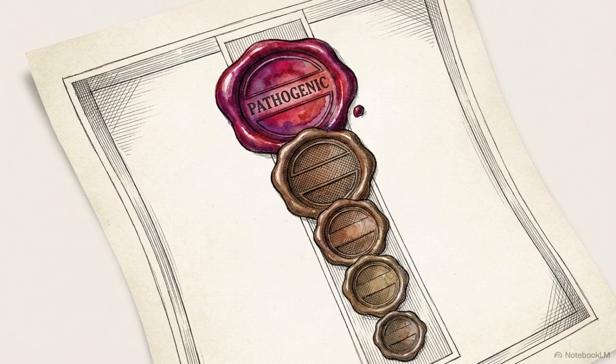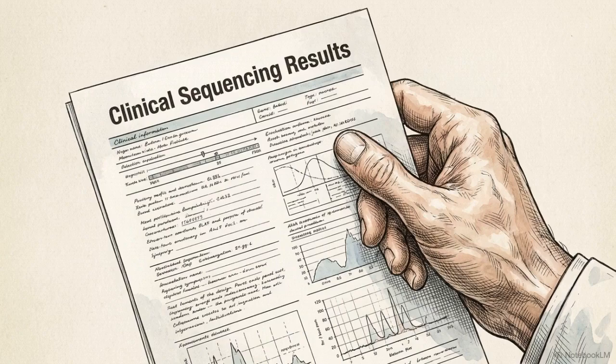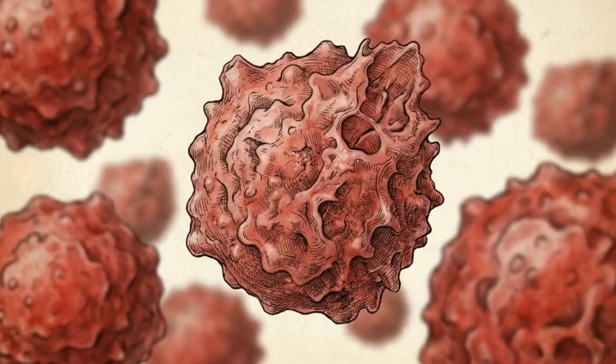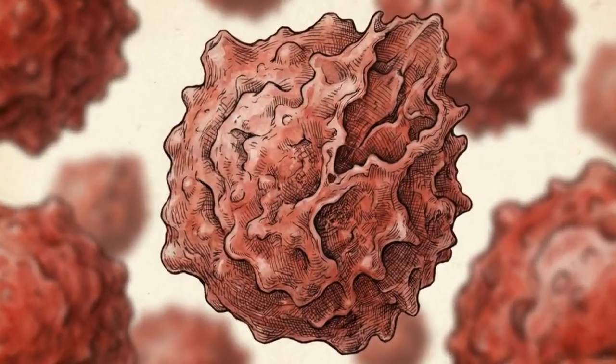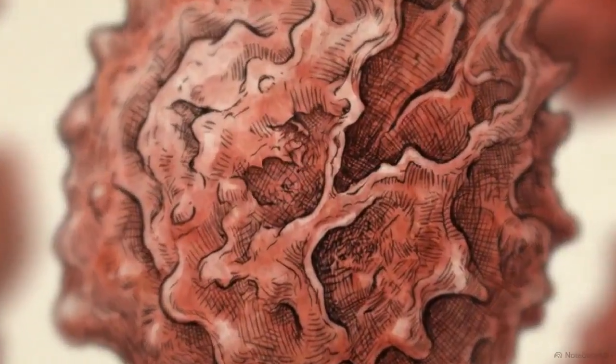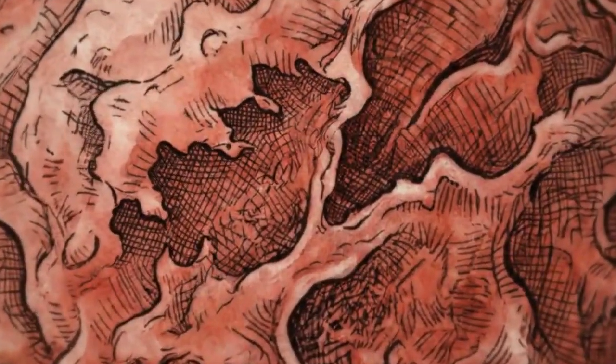These findings lead to the ACMG classification. Following strict international guidelines, every variant is placed on a 5-tier scale, from benign to pathogenic. This classification is the final result delivered to the oncologist. It provides the confirmation needed to determine if a mutation is a harmless trait or a disease-causing threat.